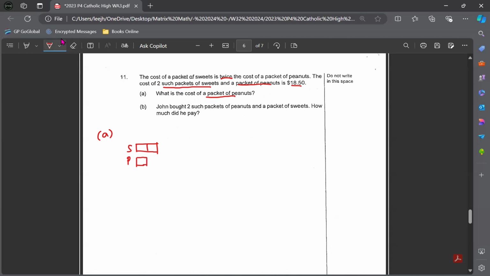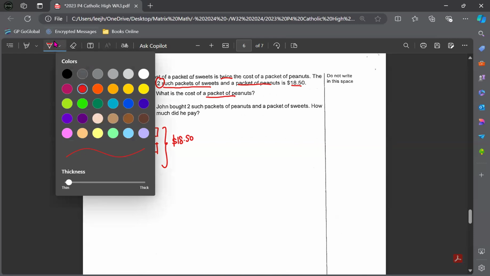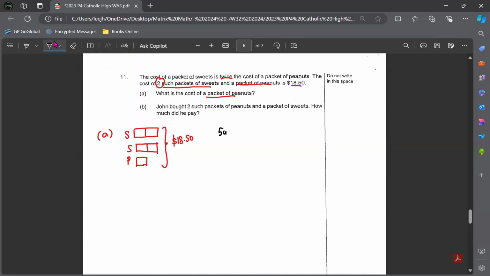Okay, wait, I draw properly. 1 unit. So you know that you have 2 packets of sweets. So I'm going to stack another packet on top. Follow 2 units. Total 2 packets of sweets and a packet of peanuts is 18.50. So you can see from here how many units represent 18.50. It is actually 5 units. Okay, look for 1 unit, you divide. 18.50 divided by 5.